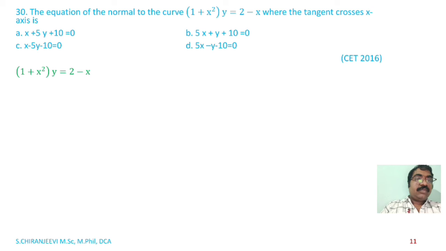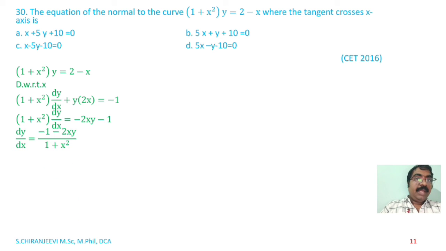Now we take 1 plus x square into y equal to 2 minus x. Differentiating with respect to x, LHS we need to go by product rule. 1 plus x square into dy by dx plus y into differentiation of 1 plus x square, which is 2x, equal to differentiation of 2, which is 0, minus 1 for the minus x. So 1 plus x square into dy by dx equal to minus 2xy minus 1. So dy by dx equal to minus 1 minus 2xy divided by 1 plus x square.